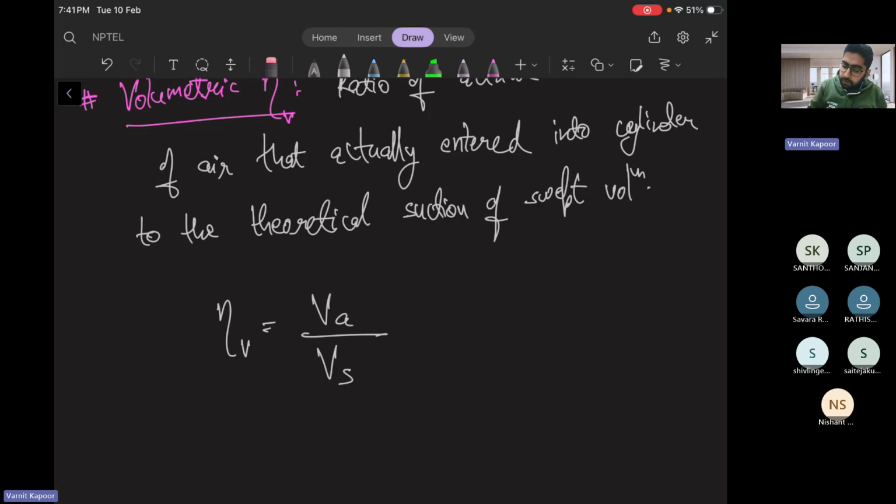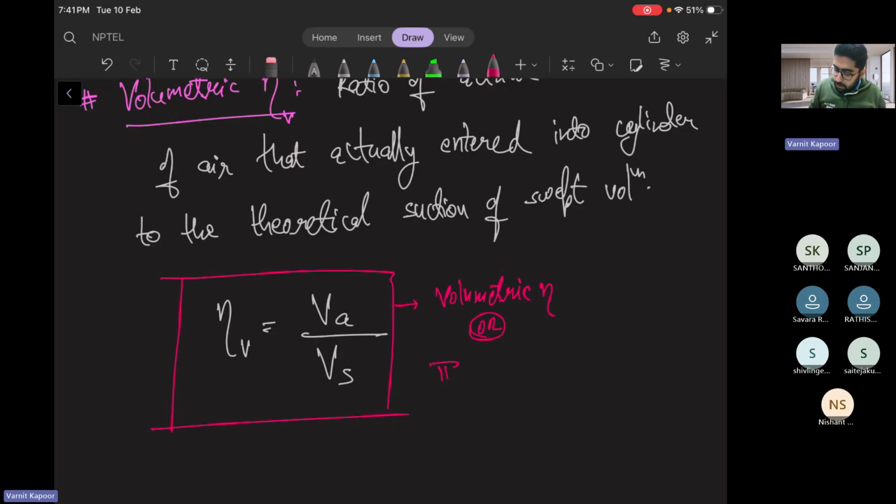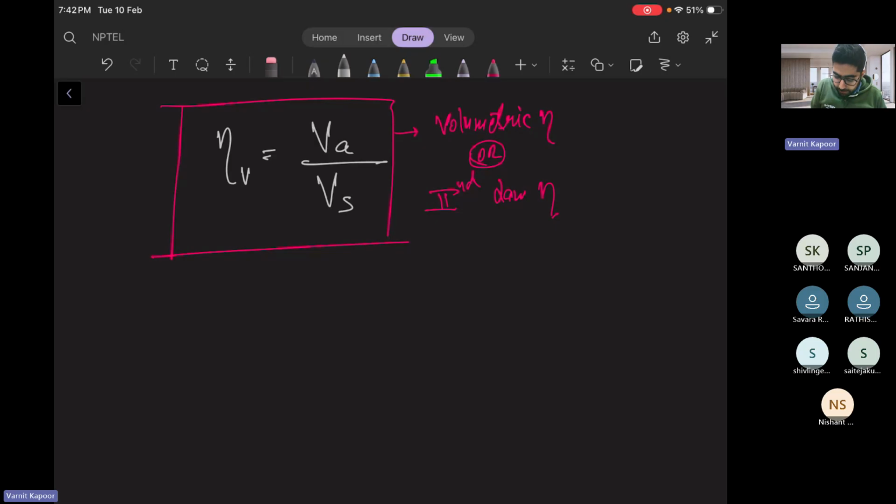It is also called second law efficiency. Volumetric efficiency or second law efficiency. And how will you get the actual volume? The actual volume will come from the gas relation, that is PV is equal to MRT. So the actual volume is calculated.